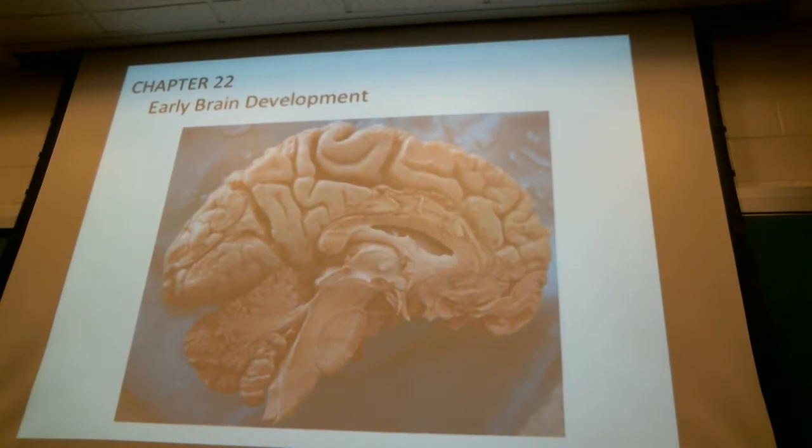Today's topic is early brain development. So basically, we're going to learn how to make this. And it's from chapter 22 of your textbook. So it's obviously very complex. So how to make this complex structure is what you're going to learn today.